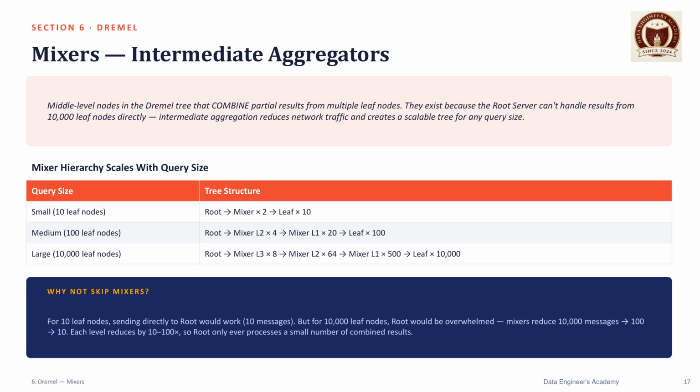They take thousands of partial rows from leaf nodes and combine them into a small summary before passing them up. This two-phase aggregation is the secret to massive scalability.